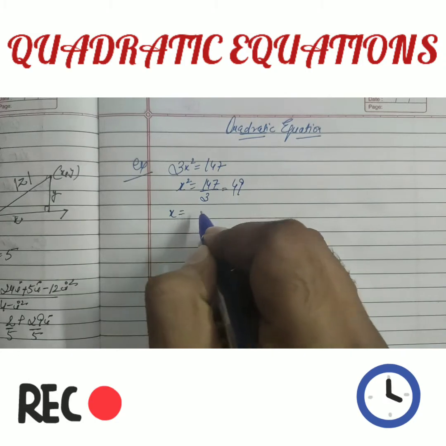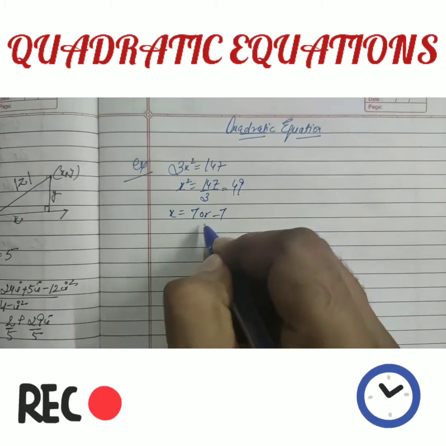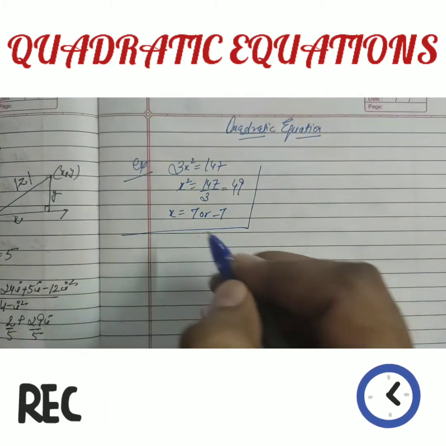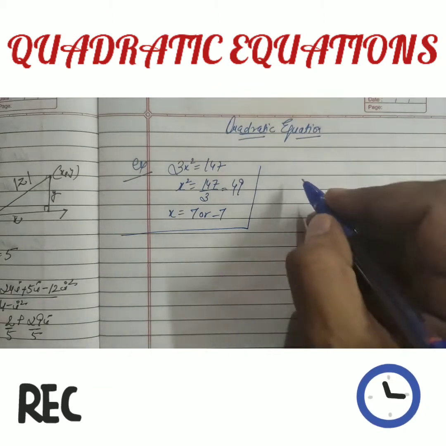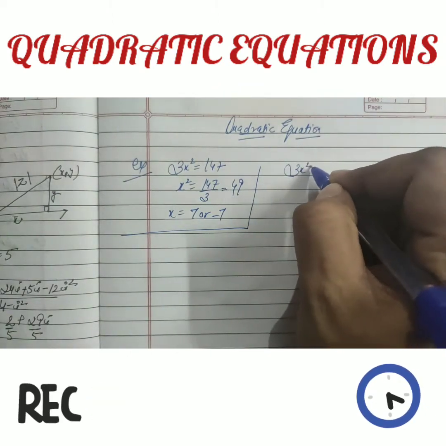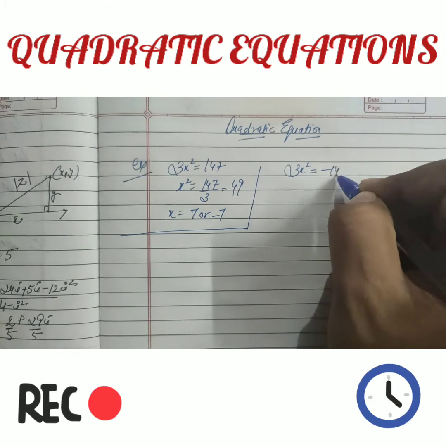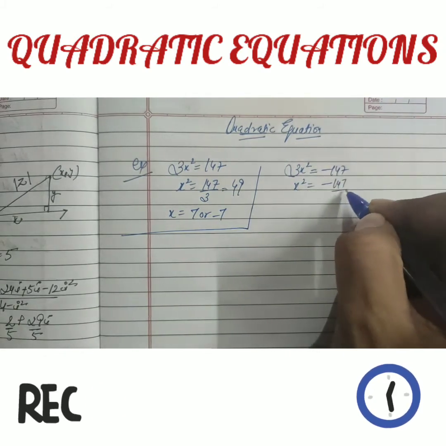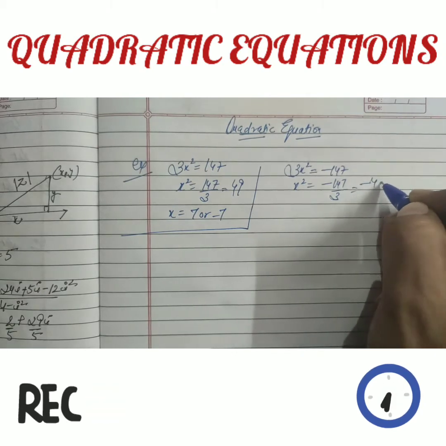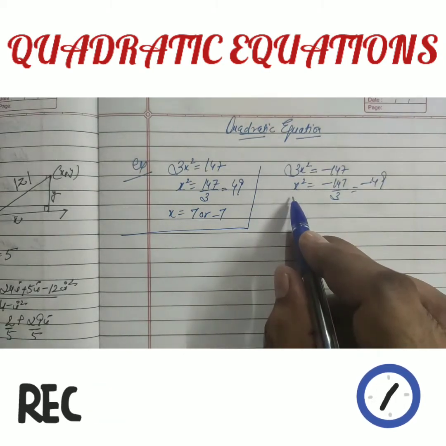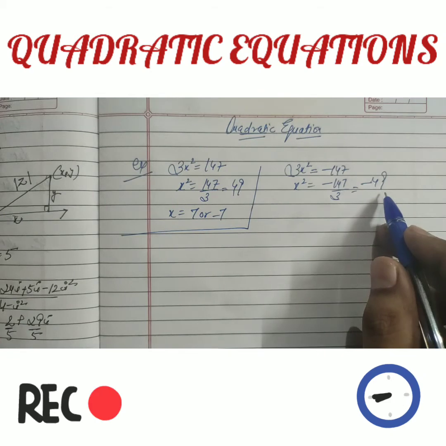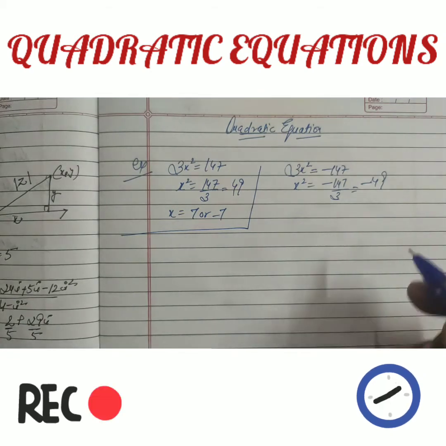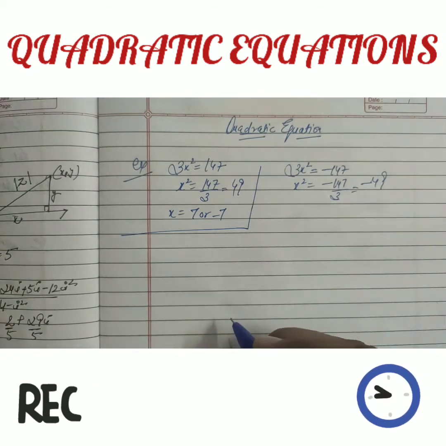If we take square root on both sides we get two values, plus otherwise minus 7. For example, if we change this by this value with minus sign, the value of x² becomes minus 147 by 3, we get minus 49. We know that the square root of any number cannot be negative, it is not possible, so it is not a real number. So what is its type? It is an imaginary number.